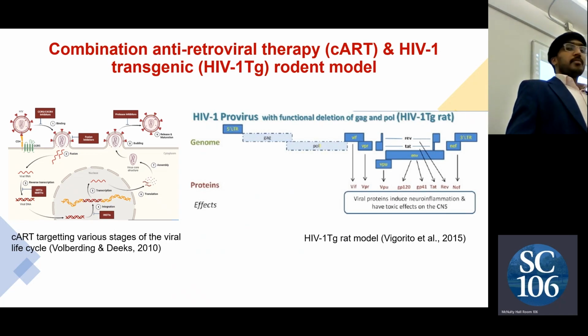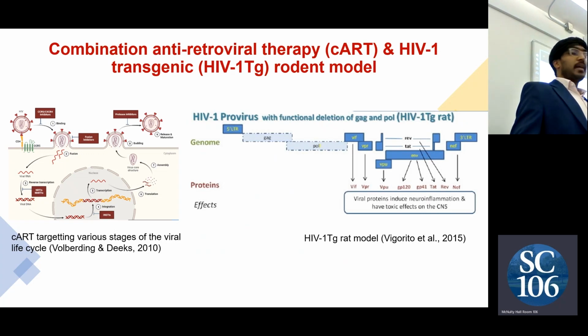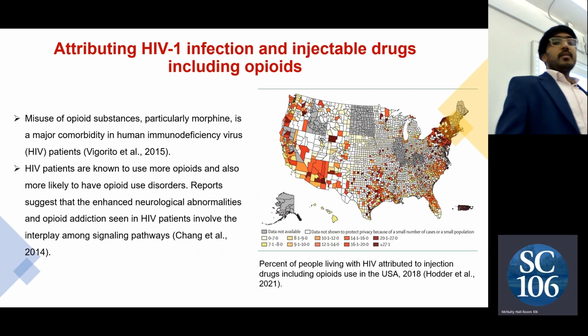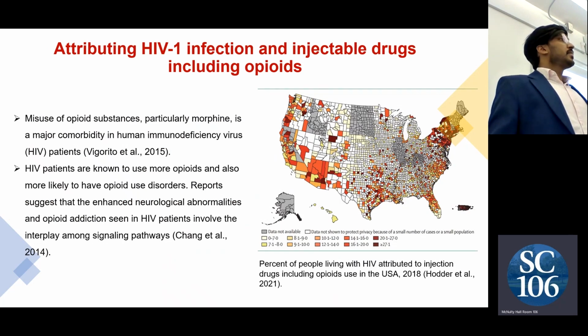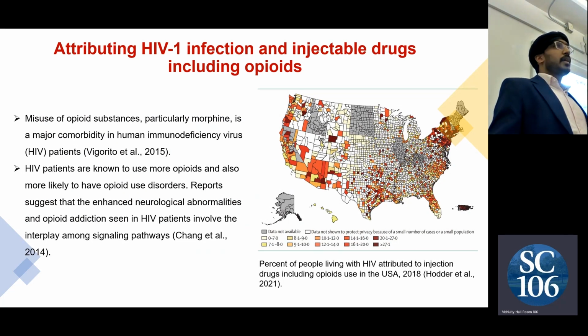The HIV transgenic rat model was created by deleting two genes, the GAG and POL genes in the viral genome, which are essential for viral assembly and replication. So this transgenic rat model mimics HIV patients on ART treatment. The misuse of opioid substances, particularly morphine, is one of the major comorbidities in HIV patients. A previous report from our lab has shown increased opioid consumption, addiction, and dependence in these HIV patients compared to the general population.